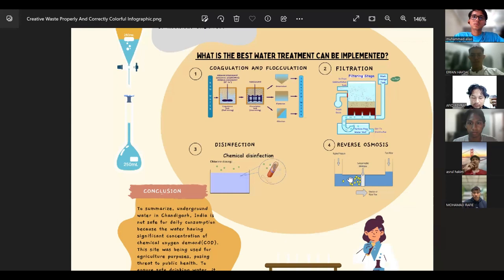Lastly is reverse osmosis, RO. It can be employed to remove dissolved salts, heavy metals, and some organic compounds, considering the presence of pharmaceuticals and industrial chemicals. RO can be an effective treatment method to ensure the removal of these contaminants.